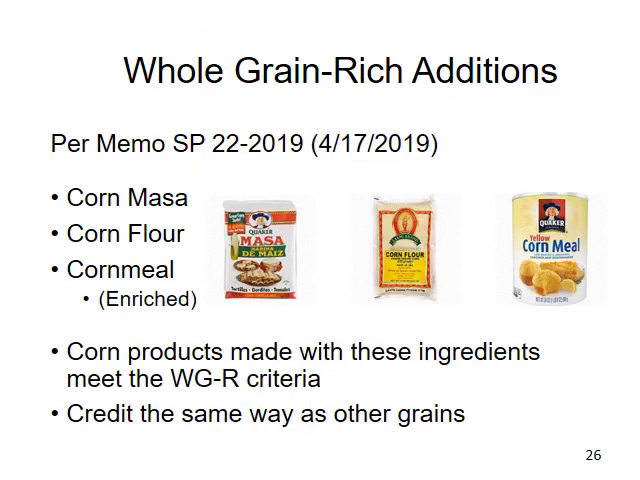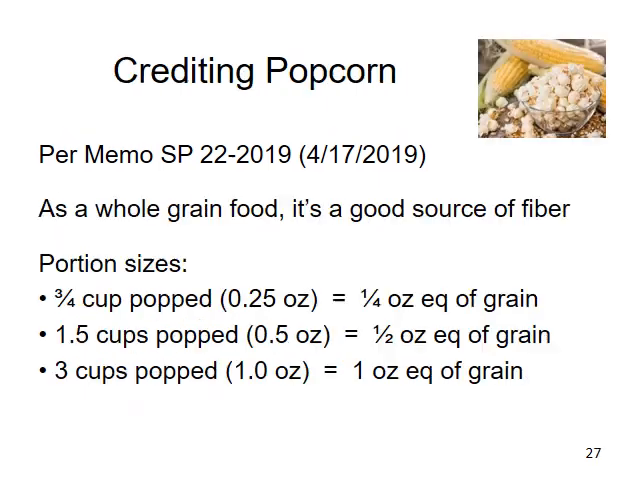Some newer additions to the list of creditable whole grain rich foods in the Child Nutrition Program are corn masa, corn flour, and enriched cornmeal. Corn products made from these ingredients meet the whole grain rich criteria and credit the same way as other grains. Another whole grain addition is popcorn. As a whole grain food, it is a good source of fiber. As you can see, popcorn served by itself would require a large portion size. However, it could be included in a snack mix of popcorn, whole grain rich cereals, and pretzels if participating in the after-school snack program.